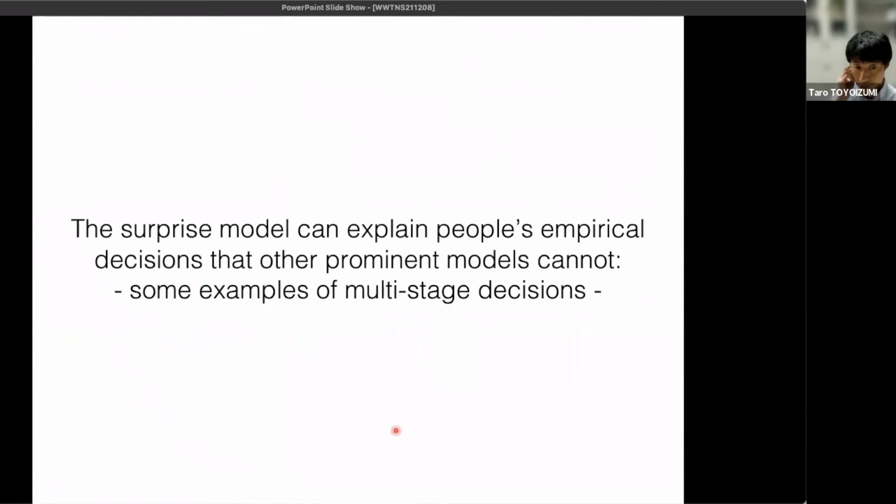Okay, so this is the formalism. And the surprise model can explain people's empirical decisions that other prominent models cannot. So I would like to give some examples of such multi-stage decisions. And because of the time, I cannot explain all the details of the calculations. But instead, I would like to explain for what kind of problems the surprise model is applicable, and what are the predicted key features that could bias people's decisions.